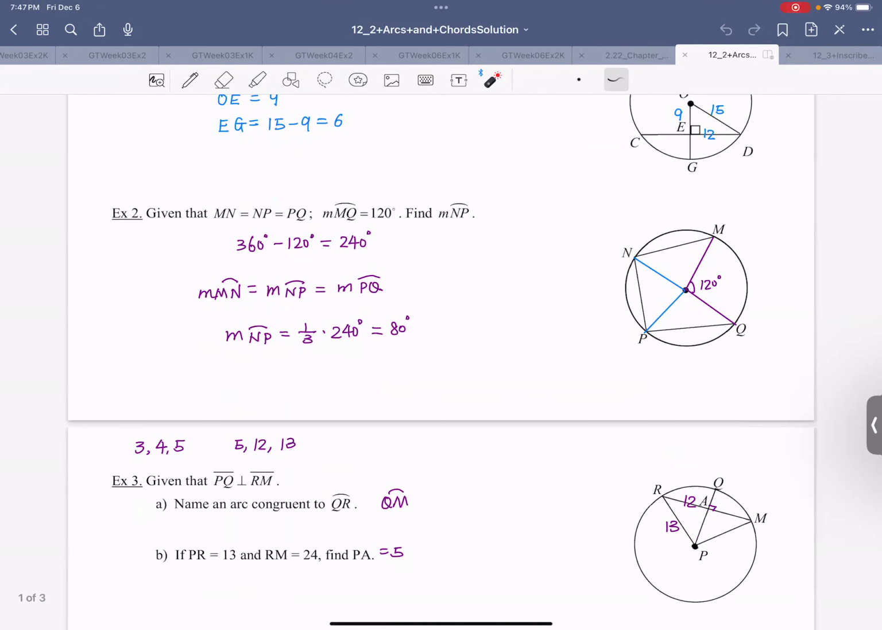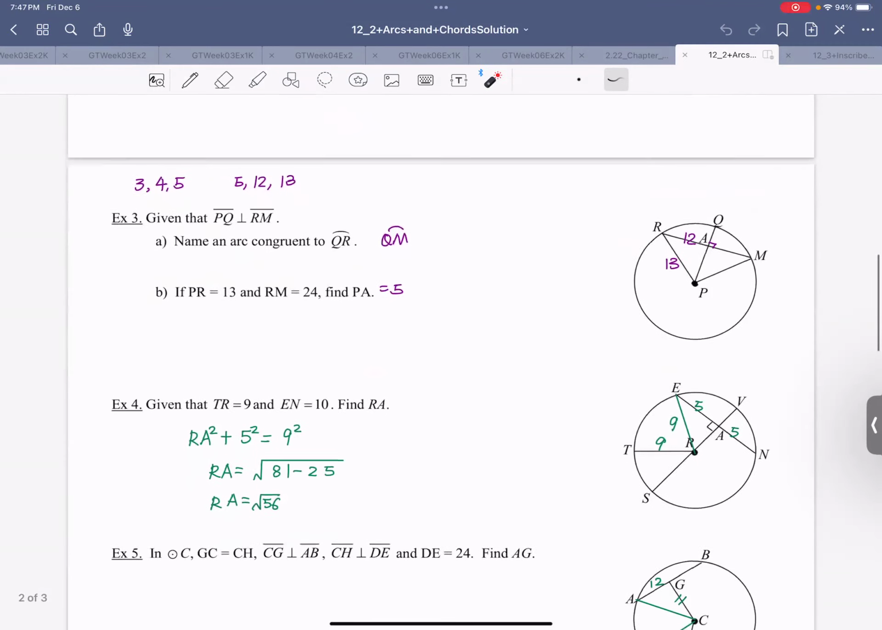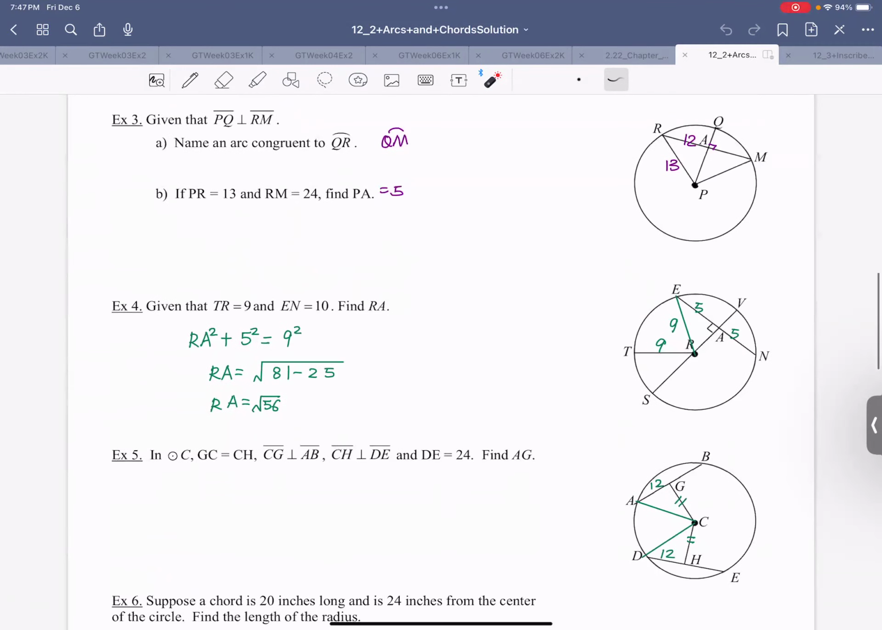Example 2, also easy. They told us the 3 chords are equal, and this arc angle is 120 degrees. So the rest of this together plus 120 gives you 360. 360 minus 120 is 240. Over 3, you get each to be 80. So that's easy. Until I ask you to answer a question, then you unmute. Otherwise, stay muted.